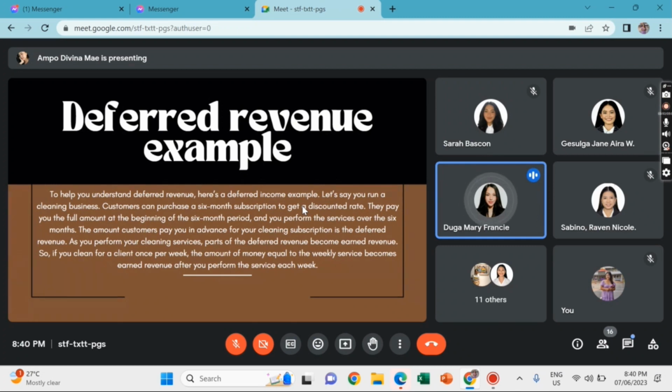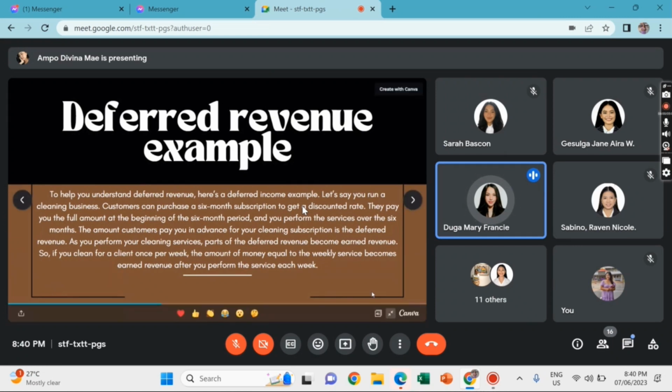So if you clean for a client once per week, the amount of money equal to weekly services becomes earned revenue after you perform the services each week.